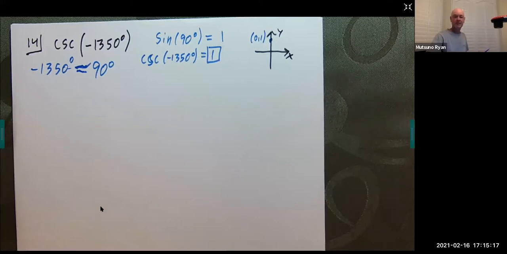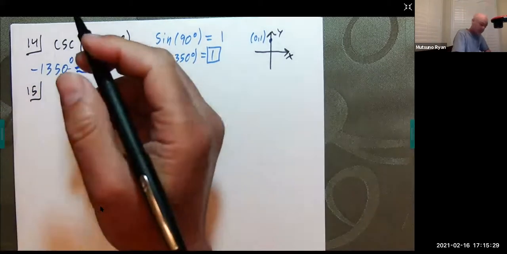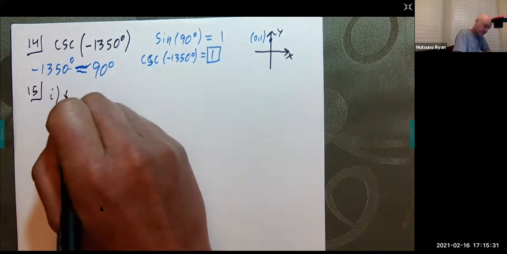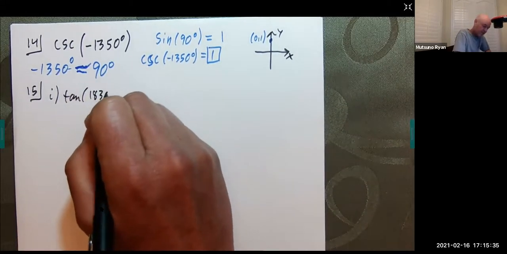Number 15 are two problems. They are somewhat related. We just have to dig out the triangle. 15. So part 1, we're looking for the tangent of 1830 degrees.